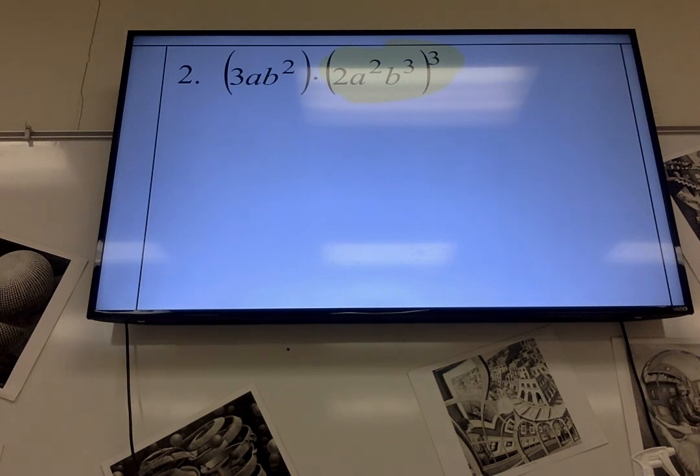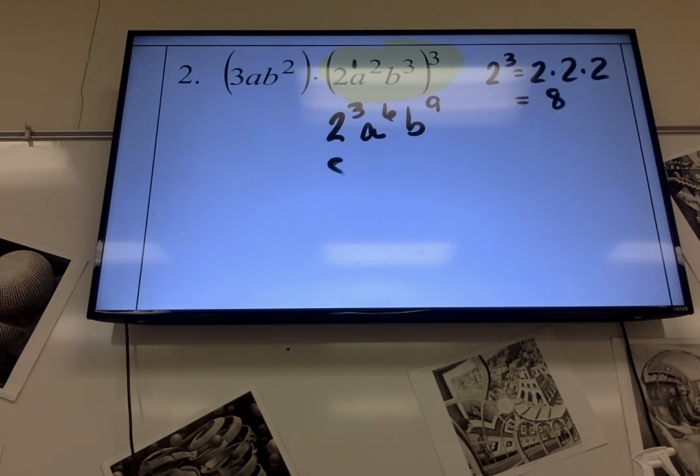Okay, so the highlighted yellow part, remember there's a little 1 there. So that's really 2 cubed, a to the 6th, b to the 9th. You multiply and you raise the power to a power. 2 cubed is 2 times 2 times 2, which is 8. Then we're going to multiply that times 3ab squared.